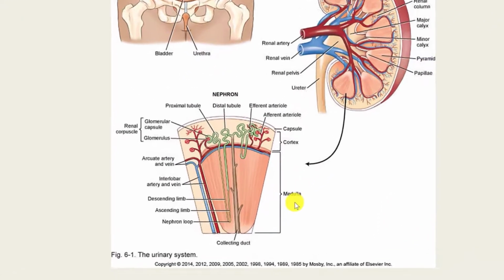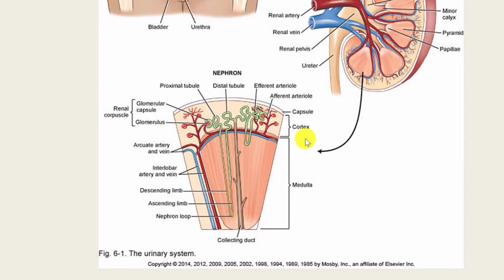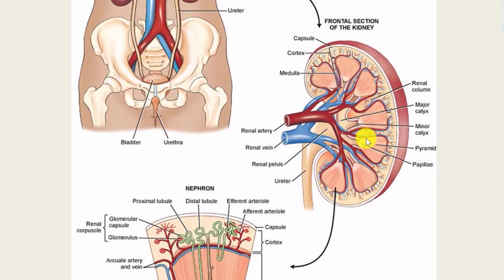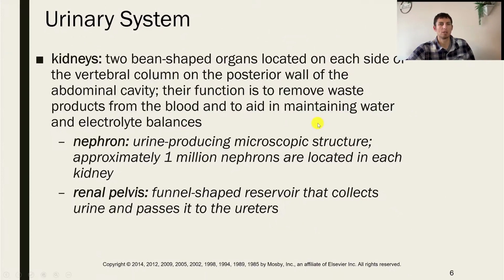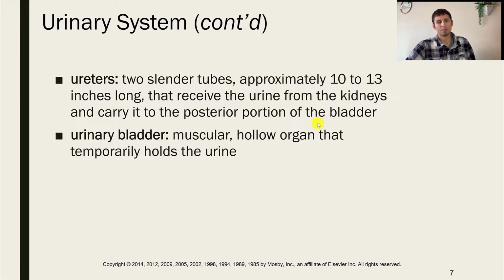The nephron's made up of the medulla, the cortex, and the capsule. Inside of that, the renal corpuscle, glomerulus is inside of there. So there's 1 million of these nephrons that we see pictured here in each one of your kidneys. So lots of filtration going on at a microscopic level.